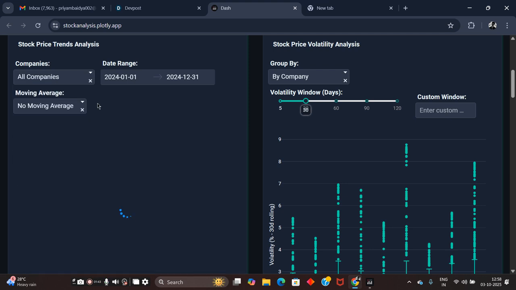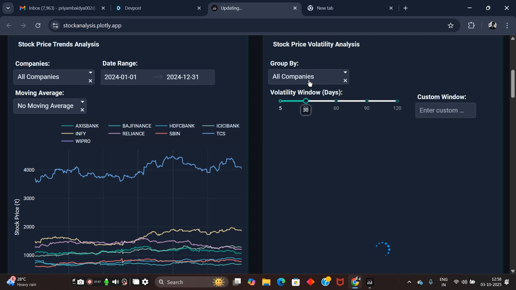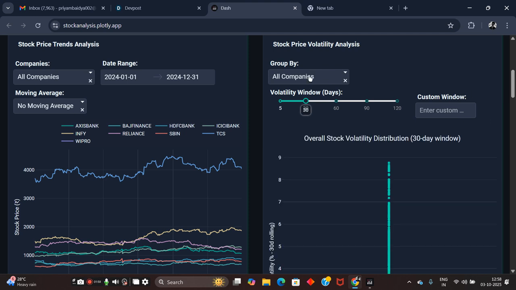Now move on to the next, the stock price volatility. This box plot shows fluctuations, helping us identify high risk versus stable companies. We can see this by company. We can choose all companies in a single chart.